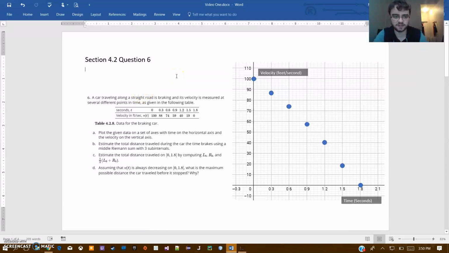So we have a car traveling along a straight road and it's braking, and its velocity is measured at several different points in time, and those points are given in the following table. So we have the seconds in intervals of 0.3, and then the velocity in feet per second. And the first part was to just graph it. As you can see here on the right, we have the time in seconds on the x-axis, and the velocity in feet per second on the y-axis.